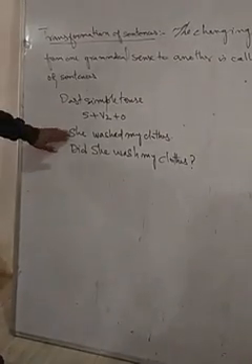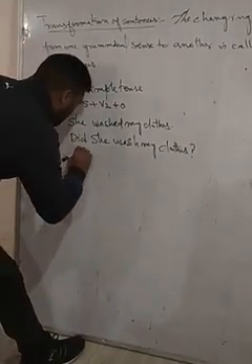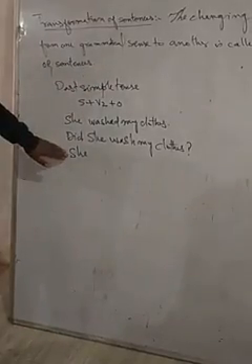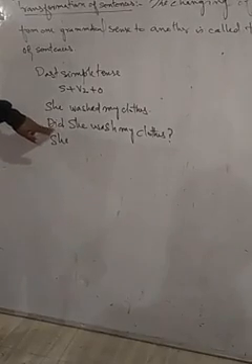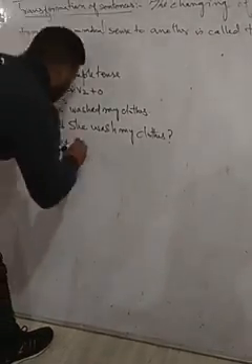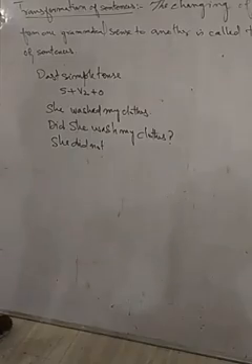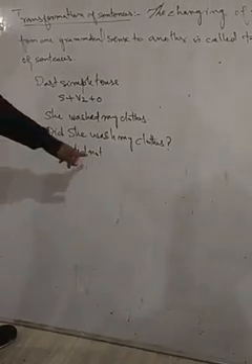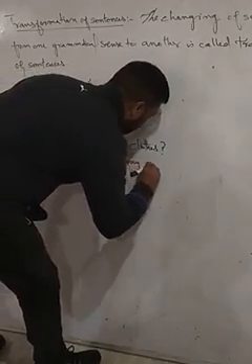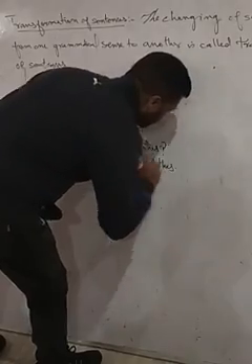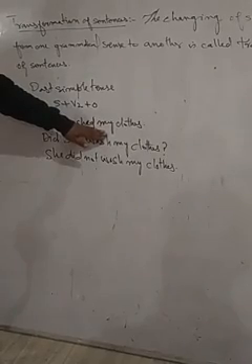Now, let us change the same into a negative sentence. She, doer of the action. Then this auxiliary verb is to be taken in its negative form. So it becomes didn't or did not. Didn't, by the way, is the short form of did not. She did not wash my clothes.